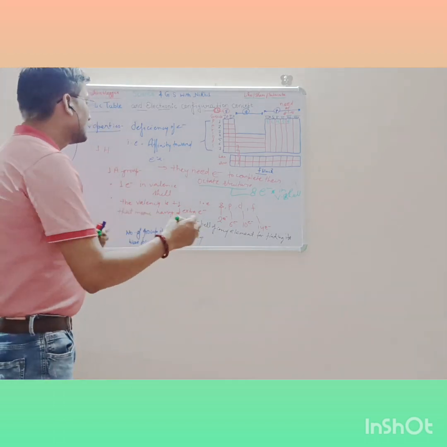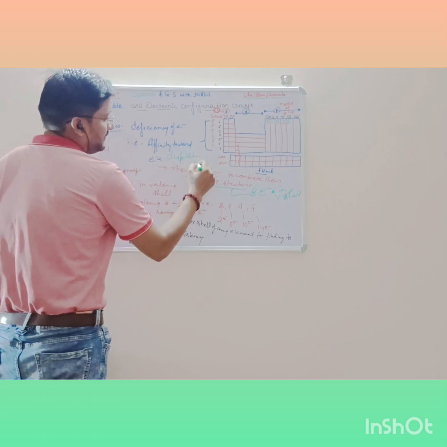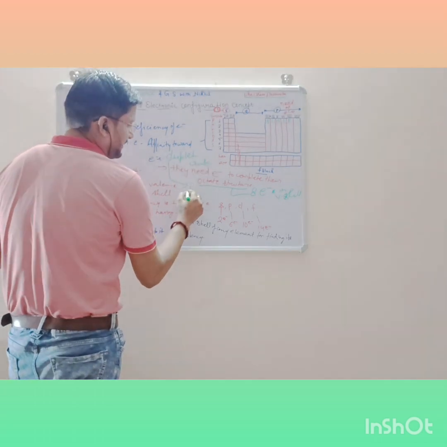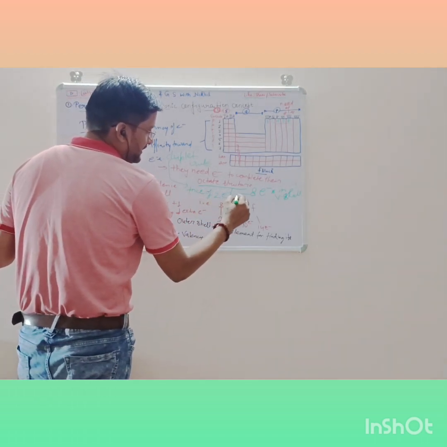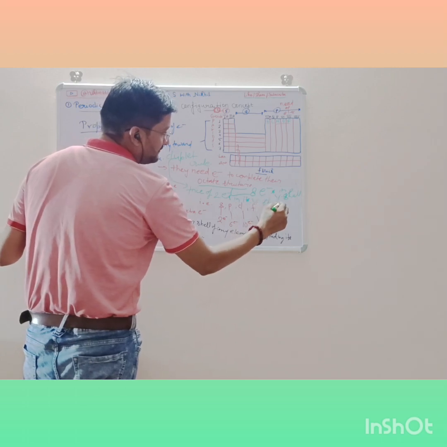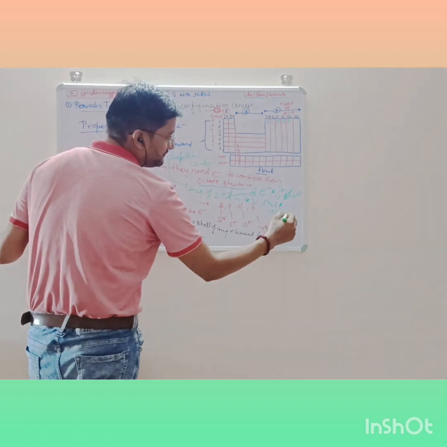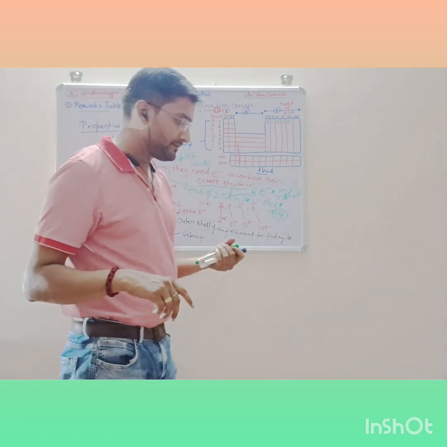And when we are talking about duplet rule, it means presence of 2 electrons in its valence shell. Example is only helium, right? Only 2 electrons in its valence.